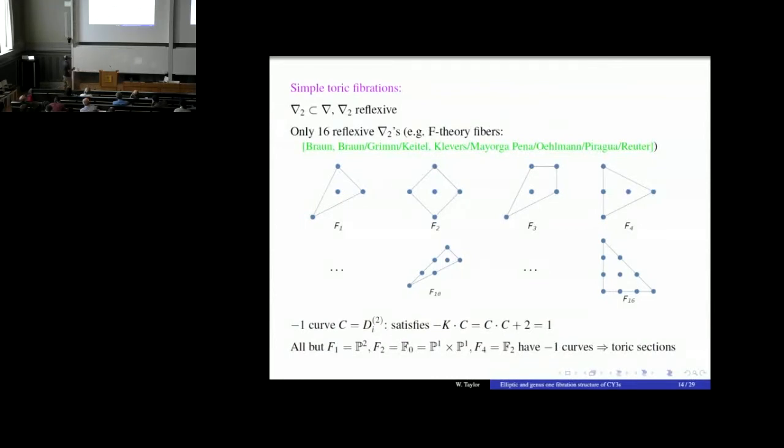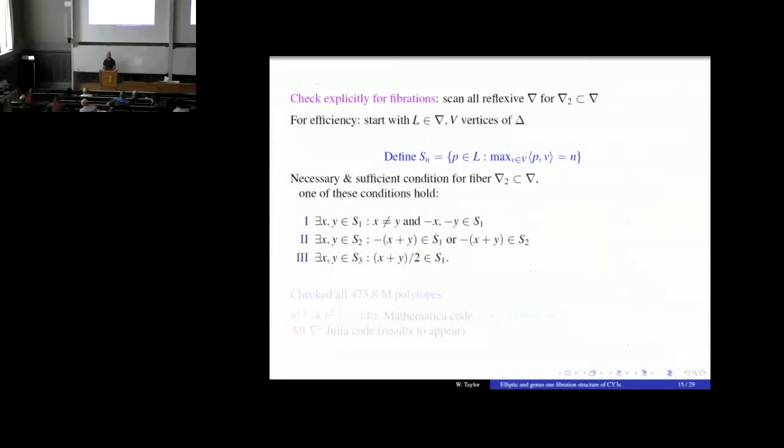It's worth noting that we can read off from the -1 structure of curves whether there are sections. Basically, a -1 curve satisfies minus K dot C equals 1, which means that it corresponds to a section. So if you have a -1 curve, that's a section. If you have many, you have multiple sections. 3 of them, F1, F2, and F4, do not have -1 curves, and therefore they correspond to genus 1 and not elliptic fibrations. But all of these are at least genus 1 fibers. So now what we want to do is take the whole database of 473.8 million polytopes and look in each one to see whether there's a reflexive 2D subpolytope.